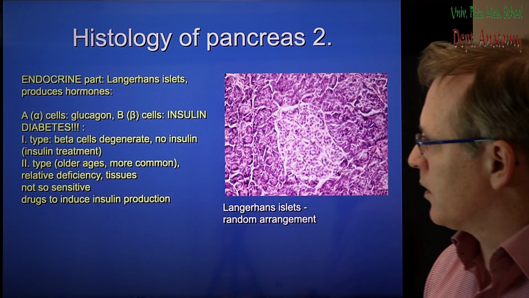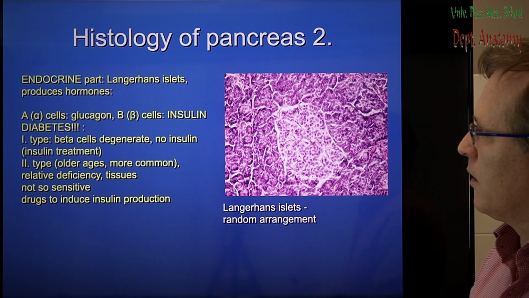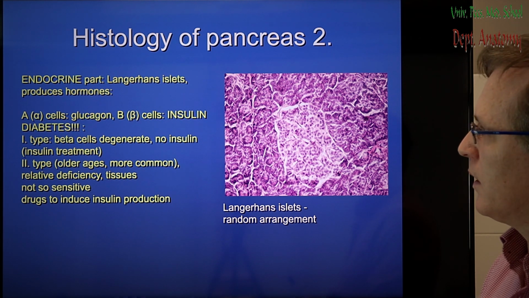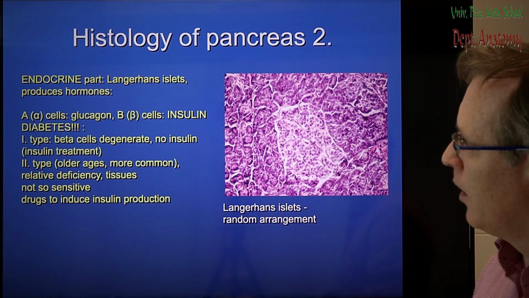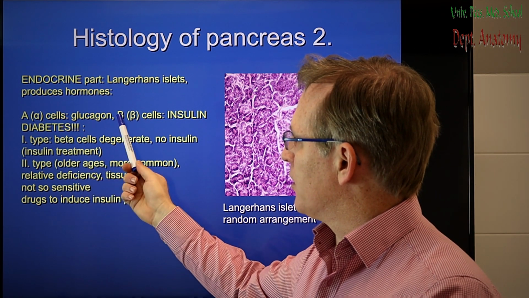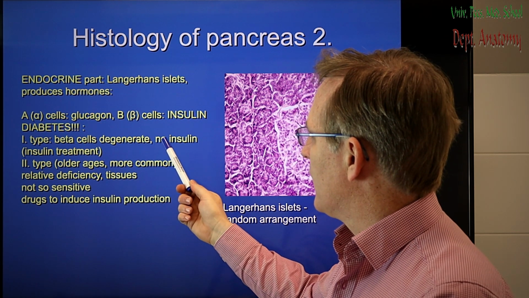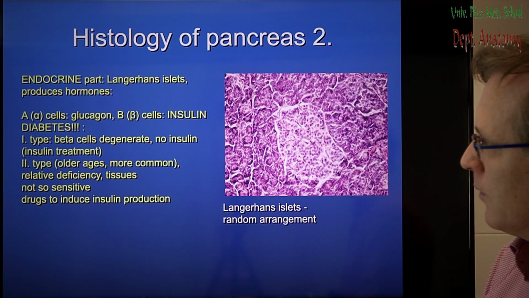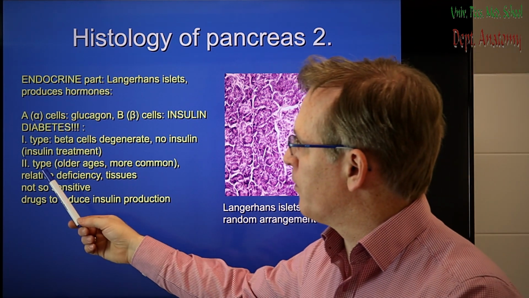One of the most important clinical aspects of the endocrine part of the pancreas is diabetes. In type 1 diabetes, the beta cells or B cells degenerate and there is no insulin. The insulin treatment helps the patient.